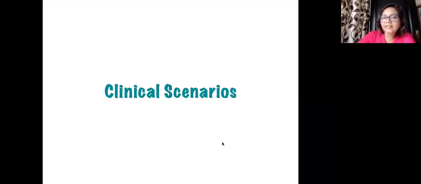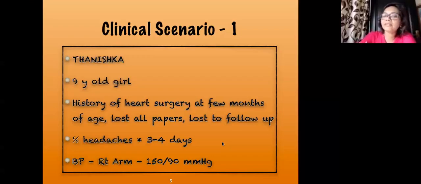So let us go to the clinical scenarios. This is the first patient. I'm sure many of you would be able to connect to this. Here is a 9-year-old girl who comes with history of some heart surgery which was done when she was a few months old. She has lost all papers, lost a follow-up, suddenly pops up in your clinic with complaint of severe headaches for 3 to 4 days. You measure her blood pressure and you find that it is 150/90 in the right arm. Now you're wondering whether to call the cardiologist or whether to send to the neurologist. So this is not an uncommon situation.